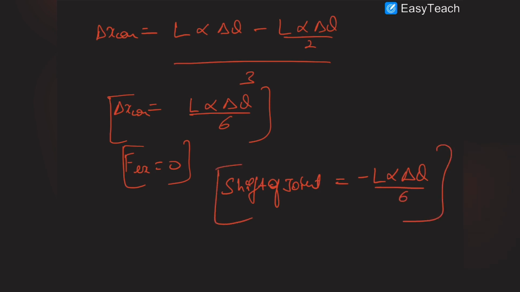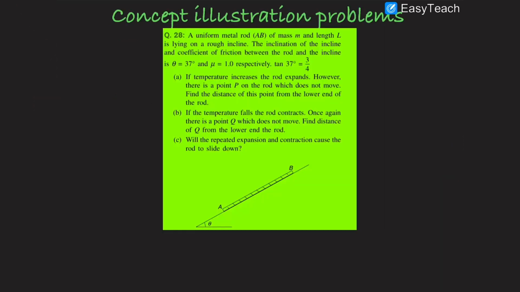Okay, so now we move on to the next question. In this question, you can see that there is a rough inclined plane whose coefficient of friction is 1 and its inclination is 37 degrees. There is a rod of mass m and length L which is lying on this inclined plane, and we are increasing the temperature of this rod. Now on increasing the temperature of this rod, we see that there is a point P on this rod which does not move. So we have to find out the distance of that point P from the lower end A.